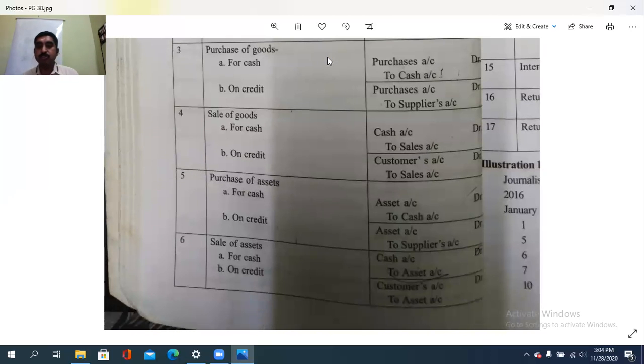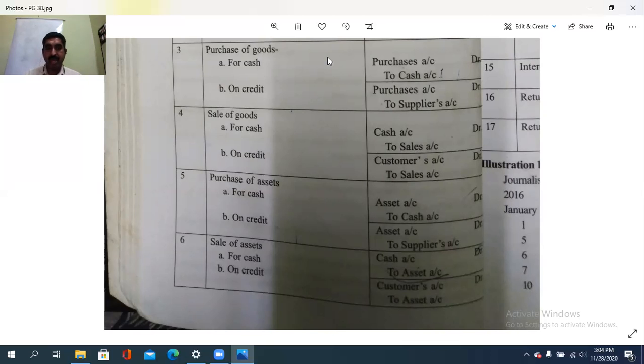Then an asset is to be purchased. So for cash, asset account debtor to cash, except in place of purchases, add asset. Because what is debit, what comes in? Coming into the business is what? Asset. And what is going out of the business? Cash. So that is why asset account debtor to cash. And on credit purchase of assets, asset account debtor to supplier.